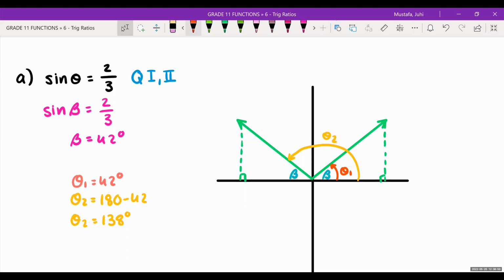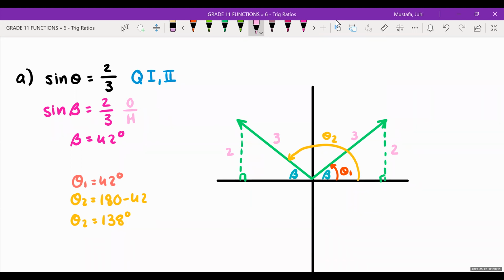So let's imagine... Okay, so opposite over hypotenuse. That means if I'm looking at beta here, opposite will be 2 and the hypotenuse will be 3. And if I'm looking at it in the other triangle, opposite will be 2 and the hypotenuse will be 3.